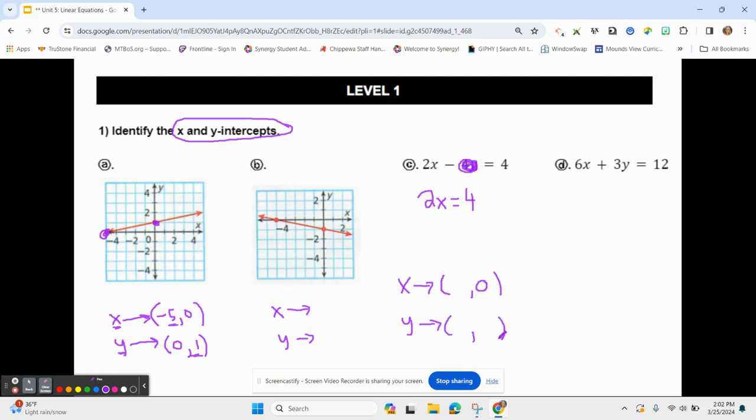Then you've got to find the y-intercept. To find the y-intercept, remember that you must put a 0 in for the x. So the next equation would be negative 4y equals 4. Divide by negative 4, divide by negative 4, and that will give you your y-intercept. Letter D, same thing. What's your x-intercept? What's your y-intercept? Then I have some graphs for you.